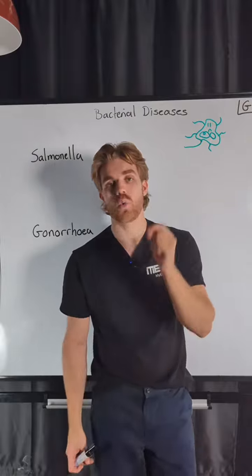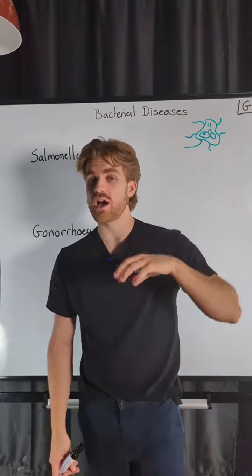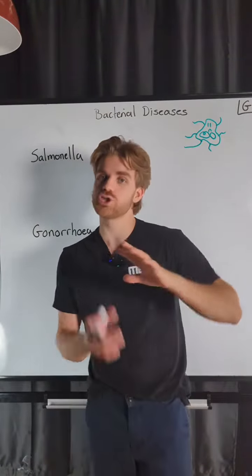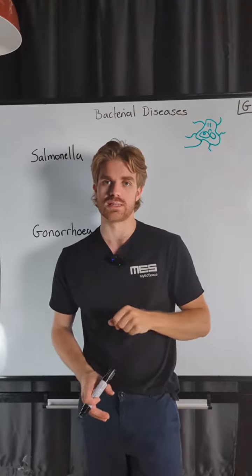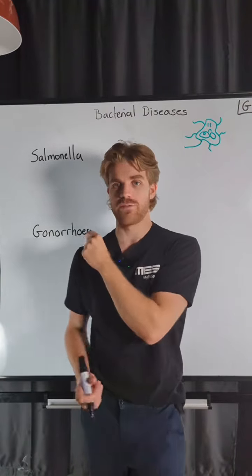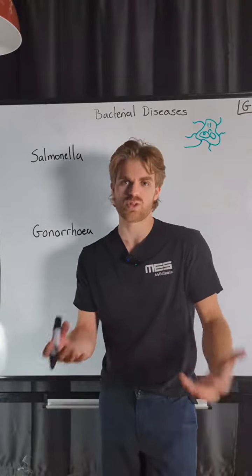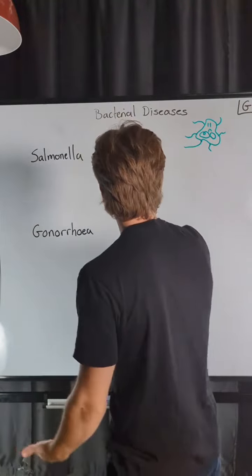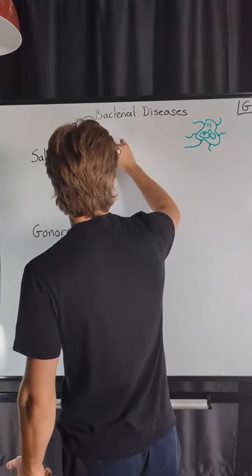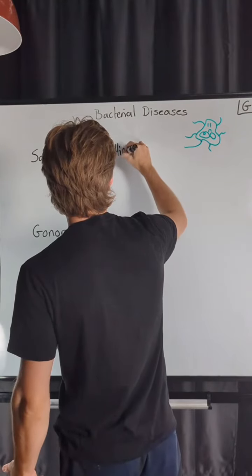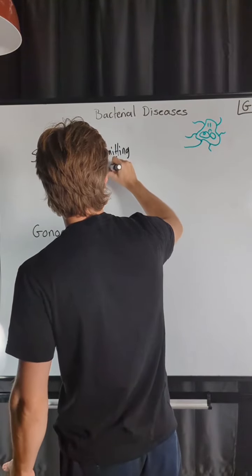Now, we need to know, how are they spread, what are the symptoms, and how do we treat/prevent those diseases as well. So let's talk about Salmonella first. Well, Salmonella is a bacterium, and quite often it causes what we call food poisoning. So our symptoms of Salmonella poisoning would be vomiting and diarrhea.